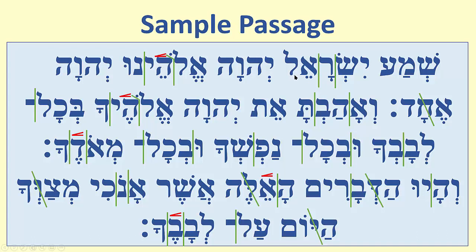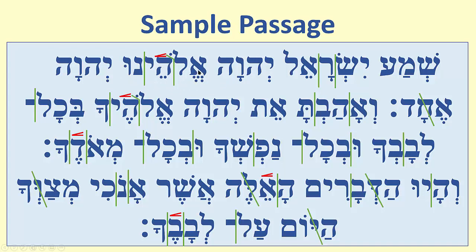The next word is God's holy name. The vowels that show up in the Bible aren't even the right vowels, so I'm not going to divide this into syllables or pronounce it. Traditionally, we're not supposed to pronounce it. We're just supposed to say a circumlocution, Adonai or Hashem. The next word is Eloheinu.